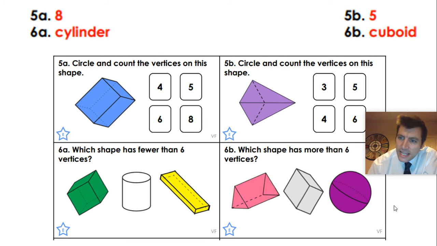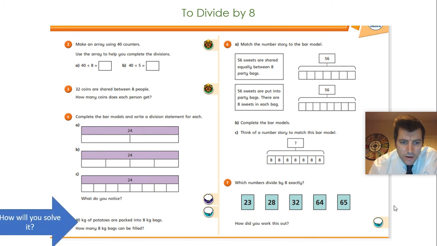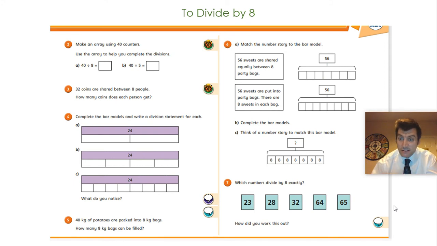Right, guys, having a look through now our final sheet. This is the sheet that you will have been sent with your home learning relating to dividing by 8. Just a quick thing about this. When you're asked this question about 40 kilograms of potatoes, you might be able to solve it in your head. I'd like to see a number sentence if you can. Or you might do, like they've done in number 4, a bar model.